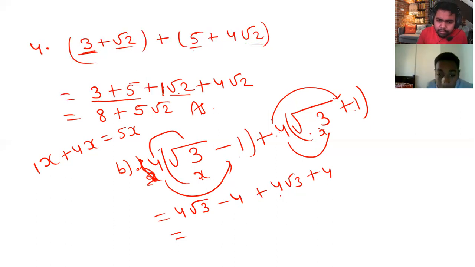I'm going to bring my 4 together. Actually it's plus 4. Can I cancel them? That would be 0. And this is 4 root 3. How will it cancel?